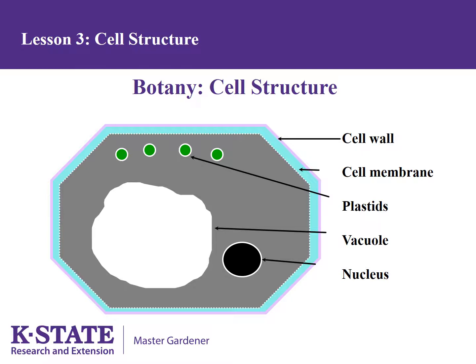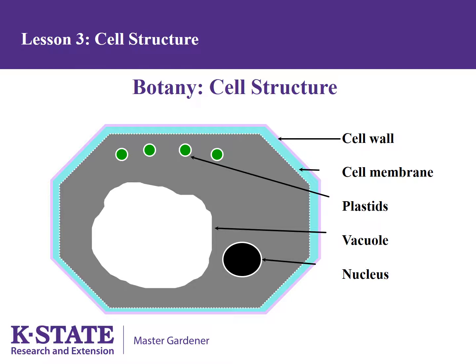Plastids are organelles that produce carbohydrates such as sugars and starches. There are different types of plastids. For example, chromoplasts produce pigments, and chloroplasts contain chlorophyll for photosynthesis. Animal cells do not contain plastids.